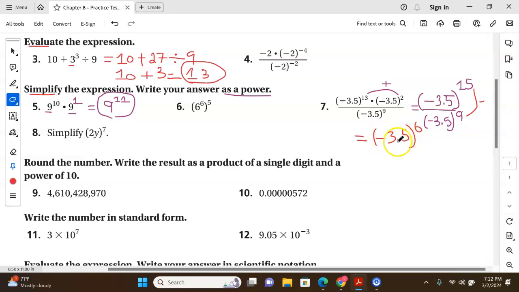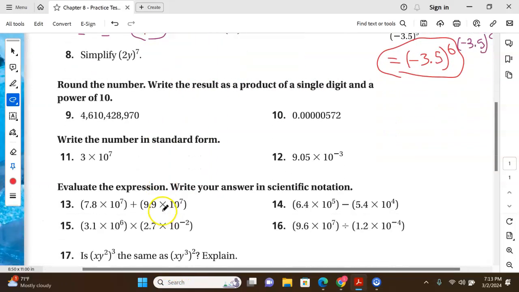Some of you get confused: I'm going to flip this number because I see a negative. You only do that if the exponent is a negative. That's when you use the negative exponent rule, where you take the reciprocal of the base and switch the exponent from negative to positive. But in this problem number 7, your exponent is positive 6. So please do not take the reciprocal of the negative 3.5 because there's a negative in front of the 3.5. All right, let's go to number 9.